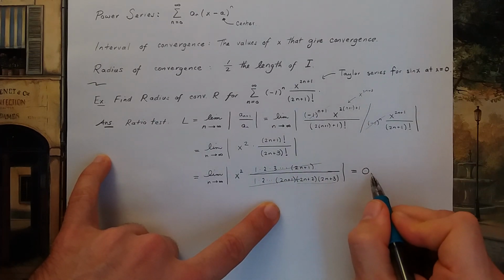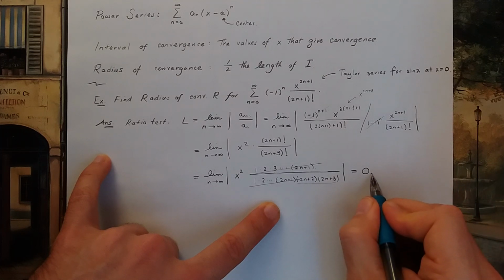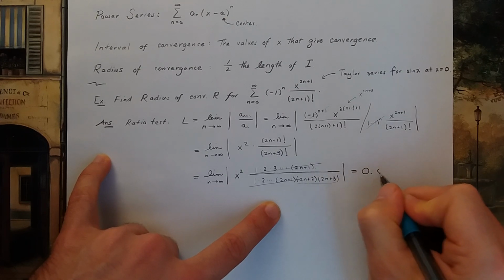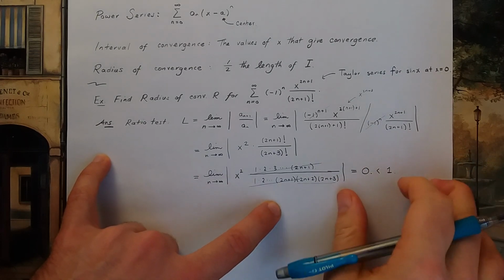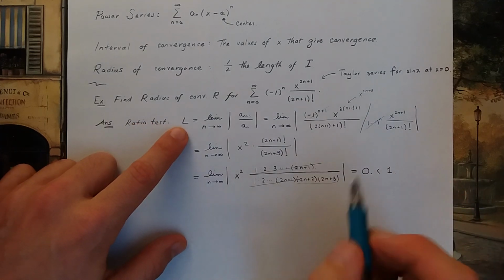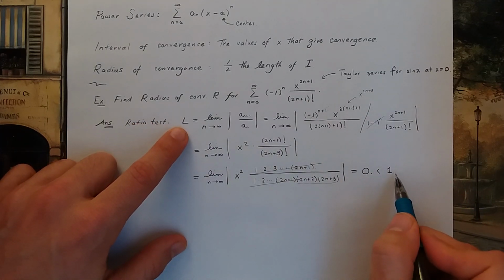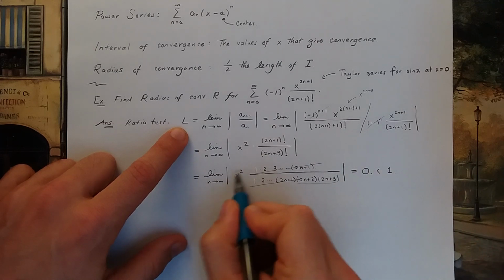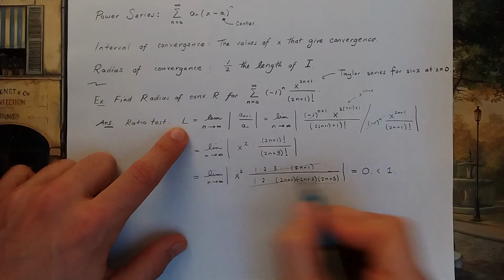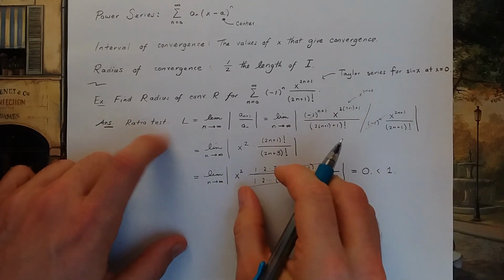So limit equals 0. Now, if you're new to math, you might not know this, but I'm pretty sure that 0 is less than 1. What that means is the limit L in the ratio test is always less than 1, no matter what value of x you plug in. So every value of x you plug in will give you a limit 0.